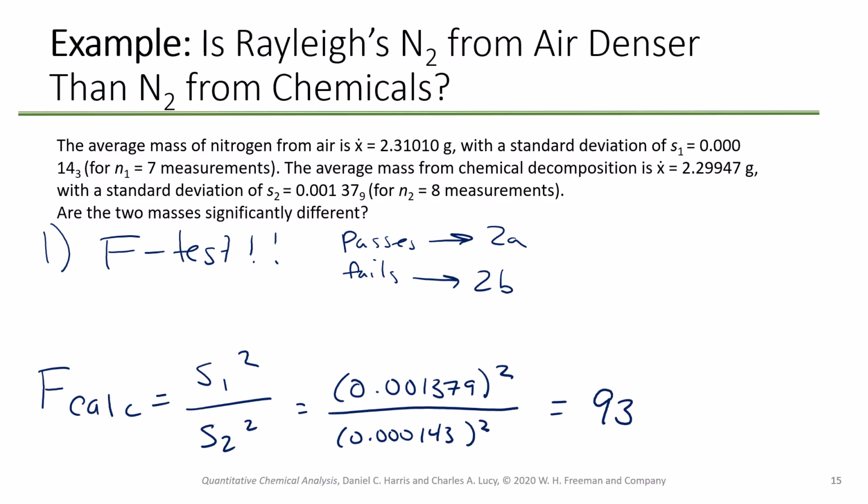If you look at your F table, this 93 is going to be bigger than everything on the table. So I'll already say it now, 93 is going to be much bigger than the table, but I'll show you on the next slide what the actual number is. But just note that this one definitely fails because this number is bigger than anything on the table. So N1 will be 8, N2 will be 7. I had to flip these two data sets because S1 had to be on top, being bigger. 8 and 7.